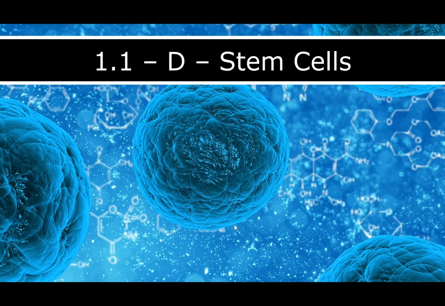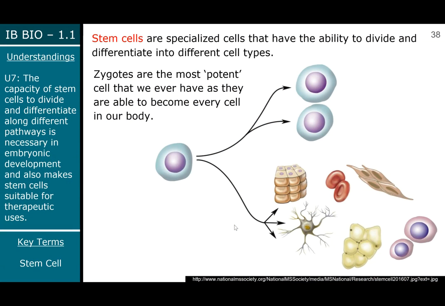So let's take some time and talk about stem cells. Understanding number 7. The capacity of stem cells to divide and differentiate along different pathways is necessary in embryonic development and also makes stem cells suitable for therapeutic uses. So stem cells are specialized cells that have the ability to divide and differentiate into different cell types.